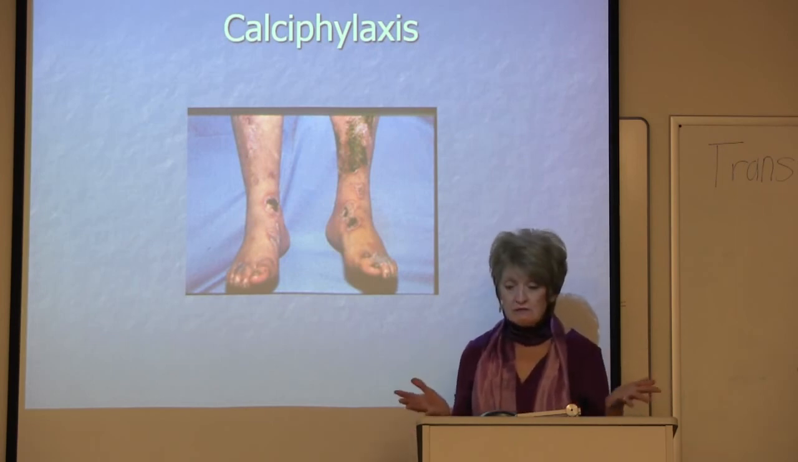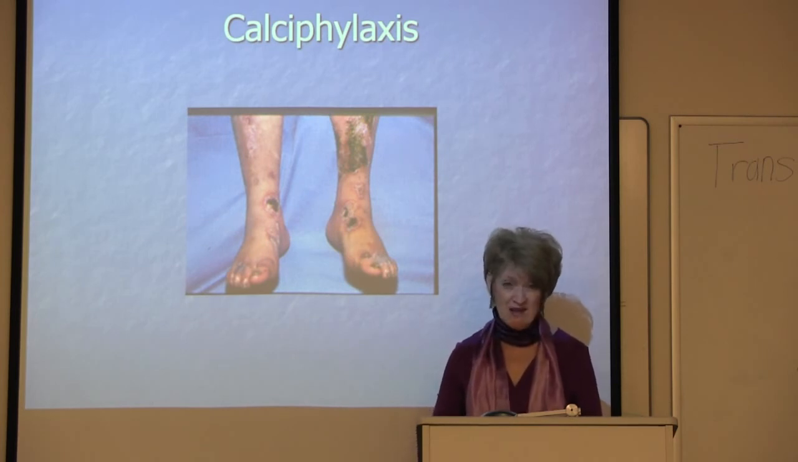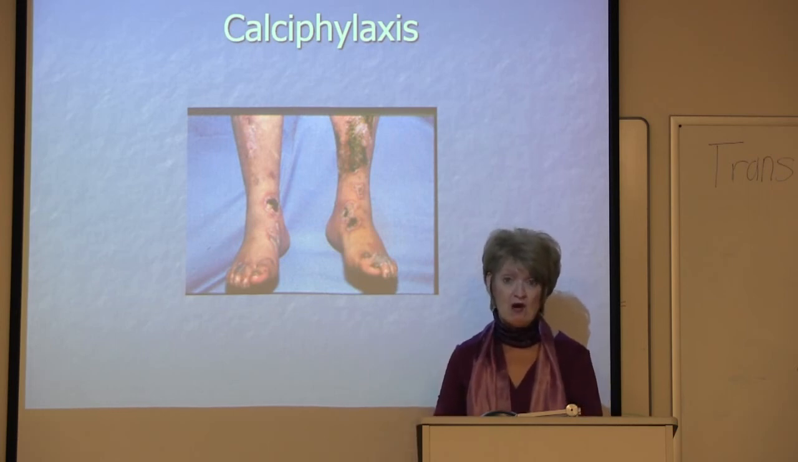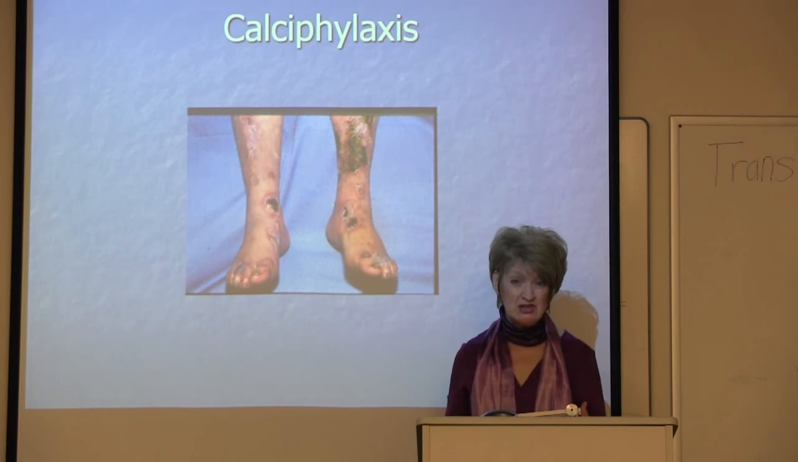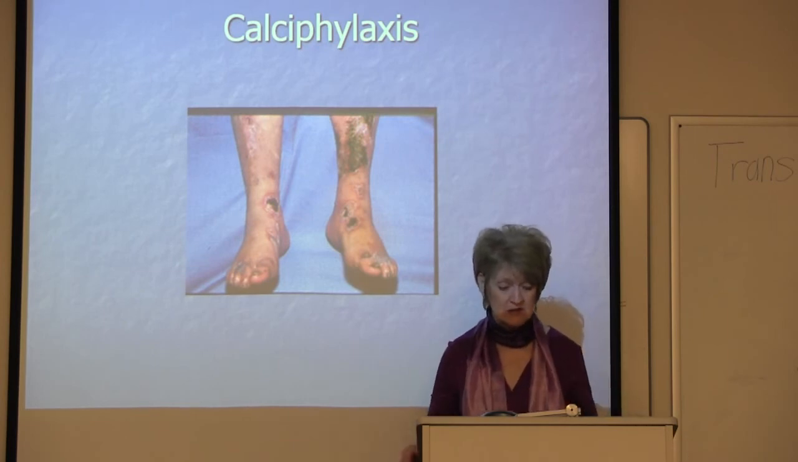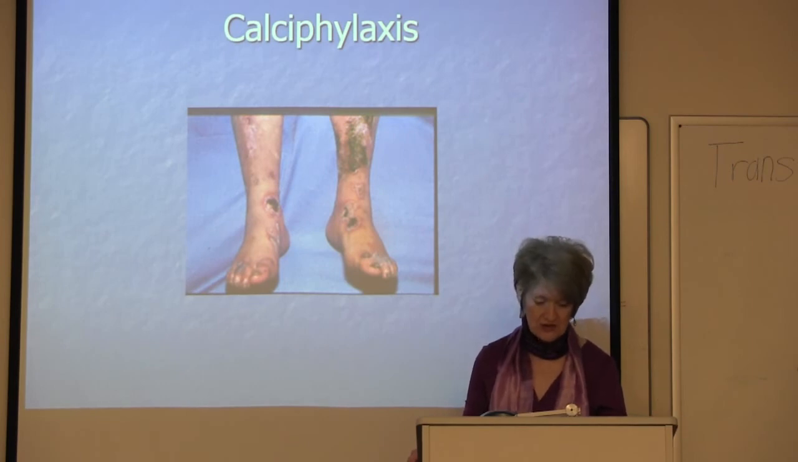Now, the areas where you see calciphylaxis lesions are always soft tissue areas, so we see them on the lower extremities. But you will also see them on the abdomen, especially if the patient is obese. So if they have an abdominal pannus, you can see these lesions there. You'll see them on the breast. You'll see them on the buttocks. Those are the common areas for calciphylaxis lesions.